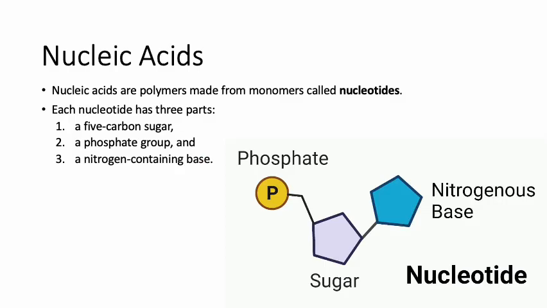Nucleic acids are built as long polymers made from repeating subunits called nucleotides. Each nucleotide has three basic components that work together to form the structure of DNA and RNA. There is a 5-carbon sugar, which provides part of the backbone, a phosphate group, which links nucleotides together, and a nitrogen-containing base, which carries the genetic information. By arranging these nucleotides in specific sequences, cells are able to store, copy, and transmit genetic instructions with remarkable accuracy.